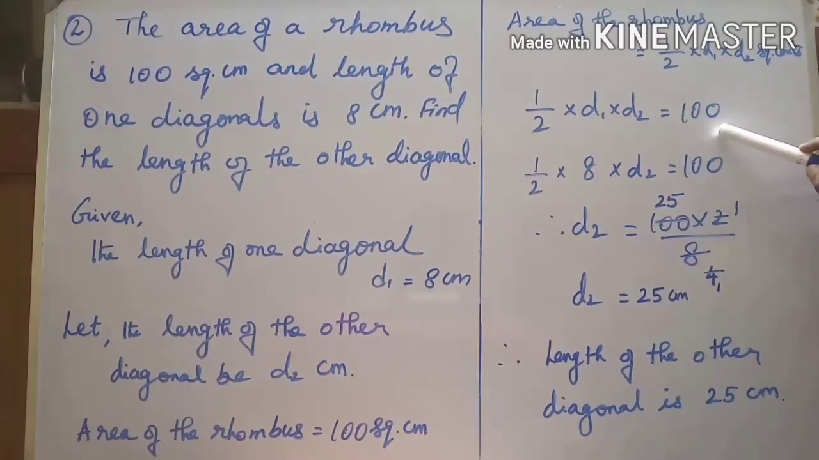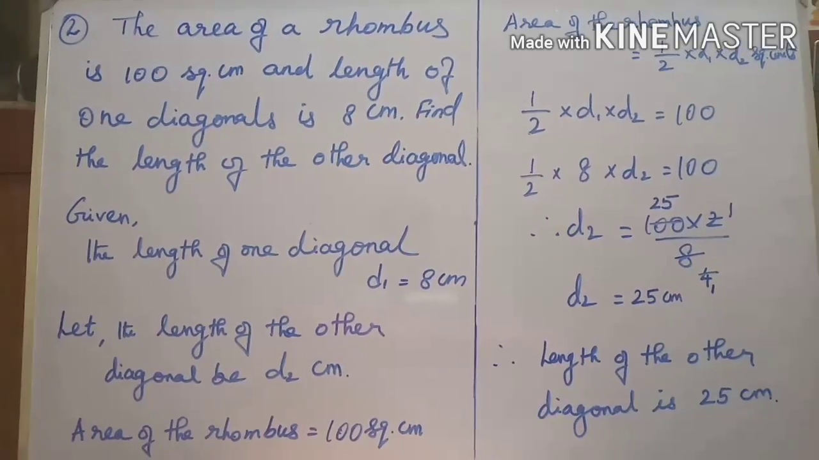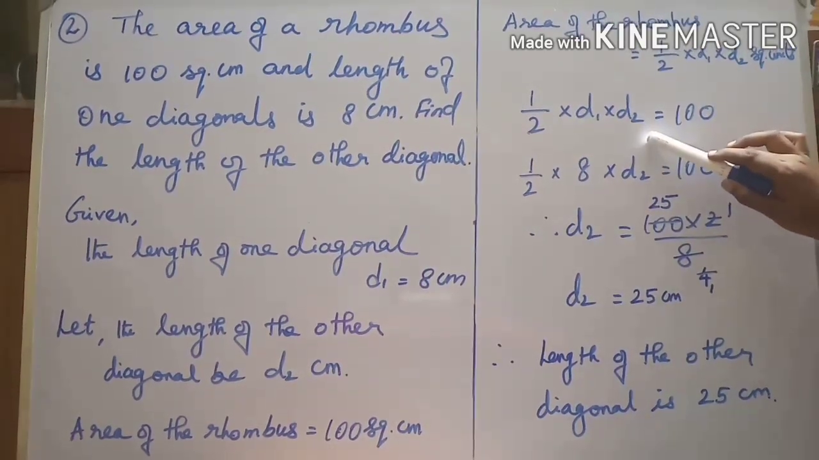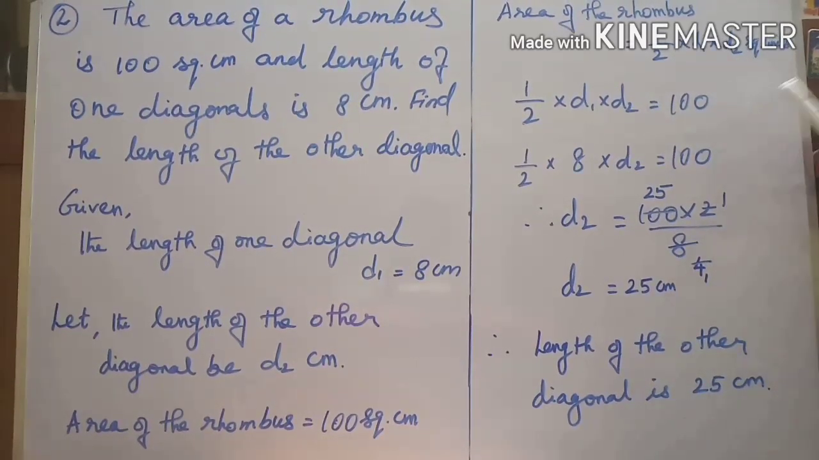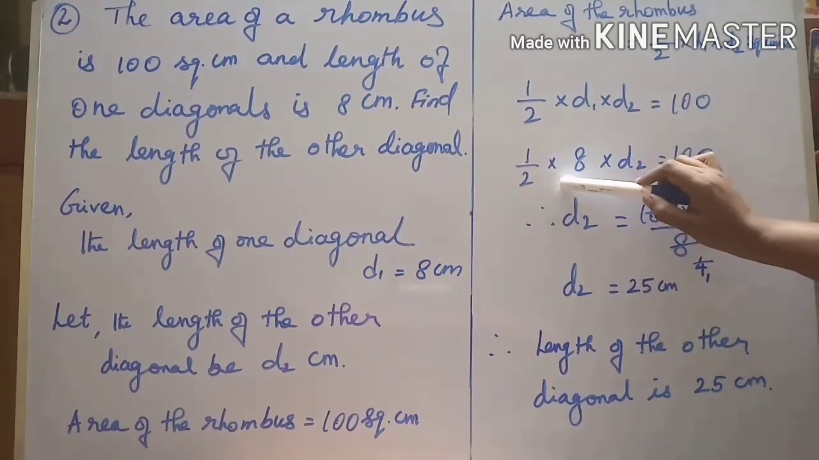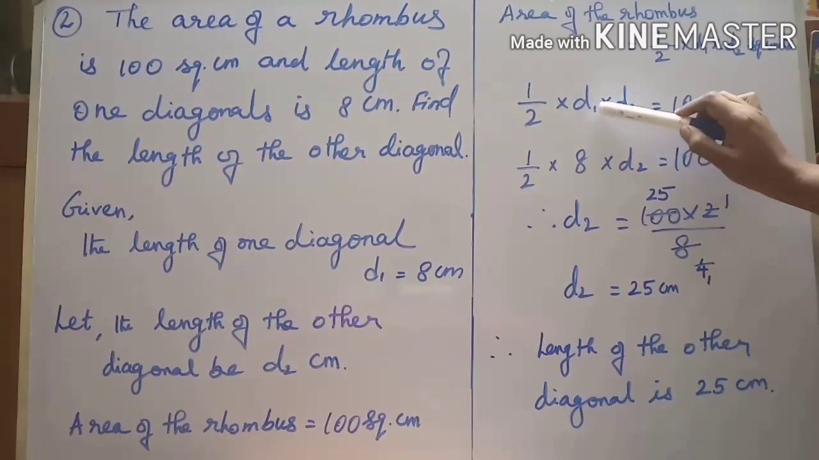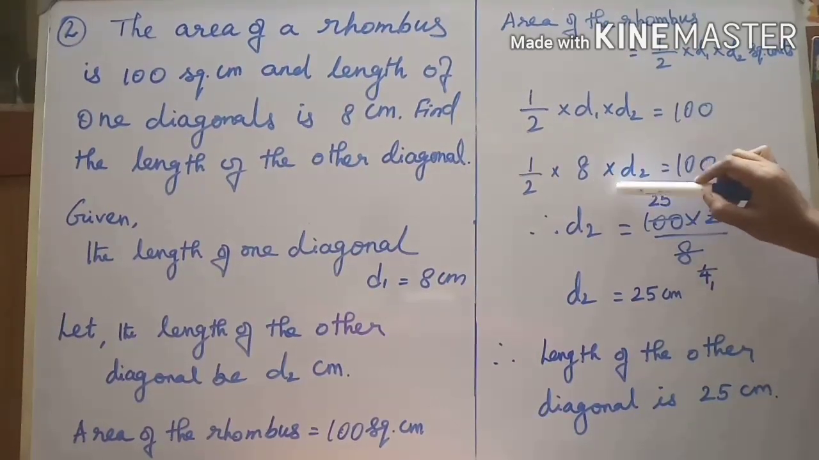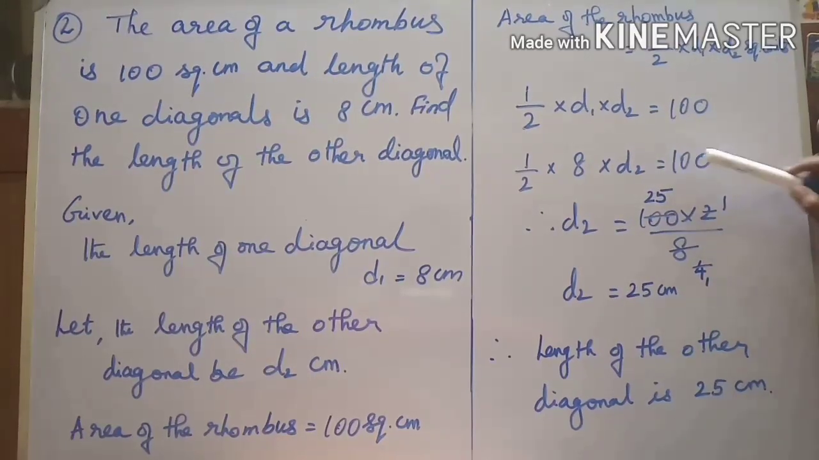Why did we write it like this here? Because the given area of the rhombus is 100 square centimeter, and the area formula is half into D1 into D2. So half into D1 into D2 is equal to 100 square centimeter. Next, take and write the same thing. Half into, we know the value of D1, one diagonal value, so instead of D1 write 8, into D2, which we don't know, so write it as it is. That is equal to 100.